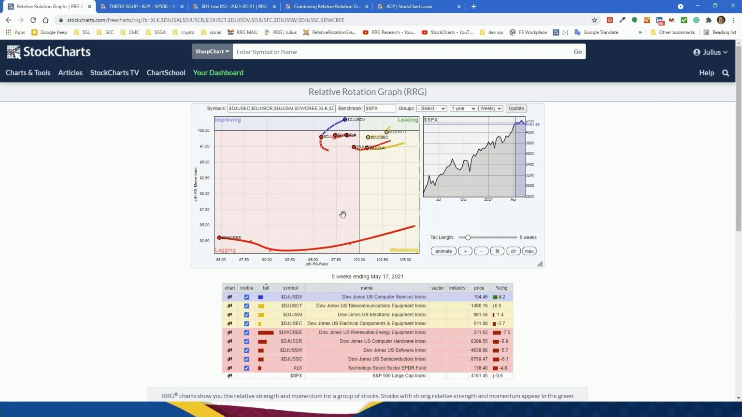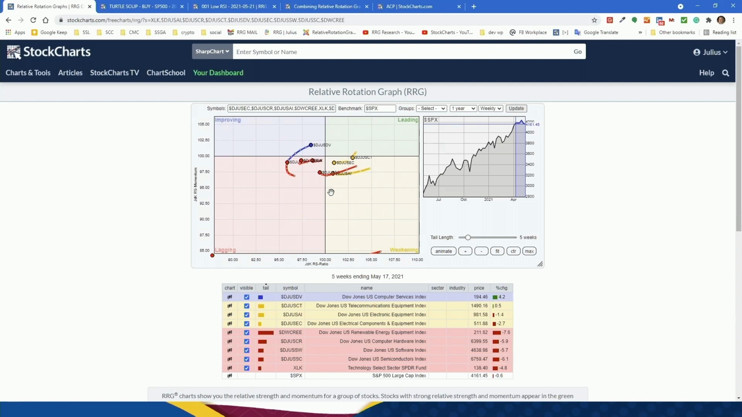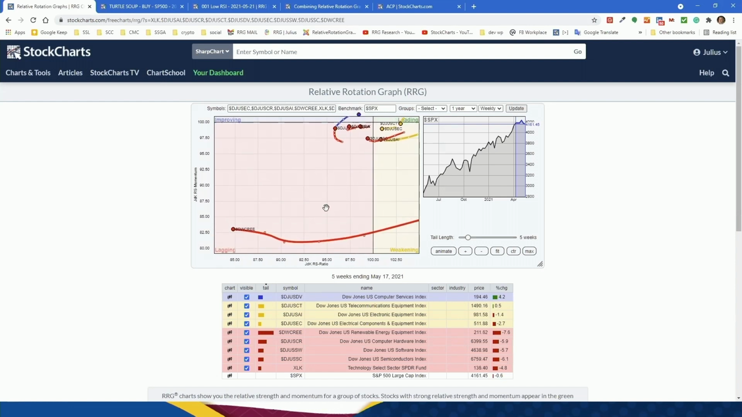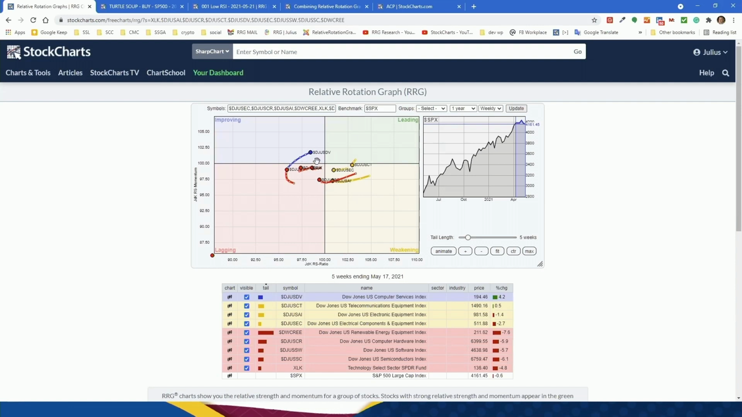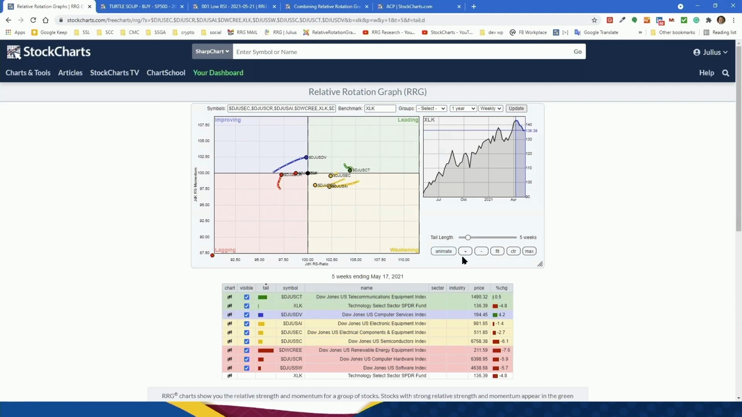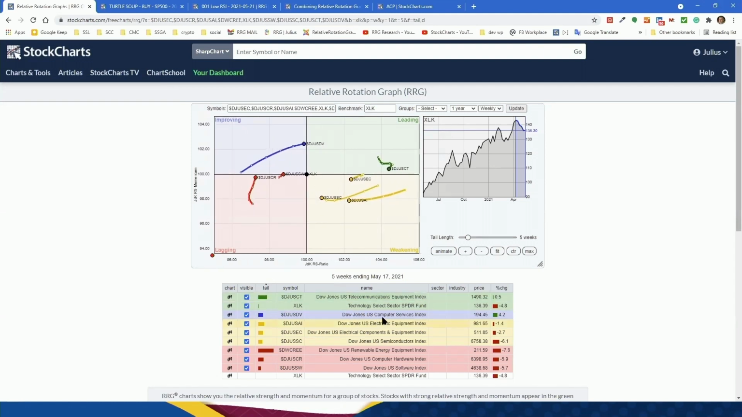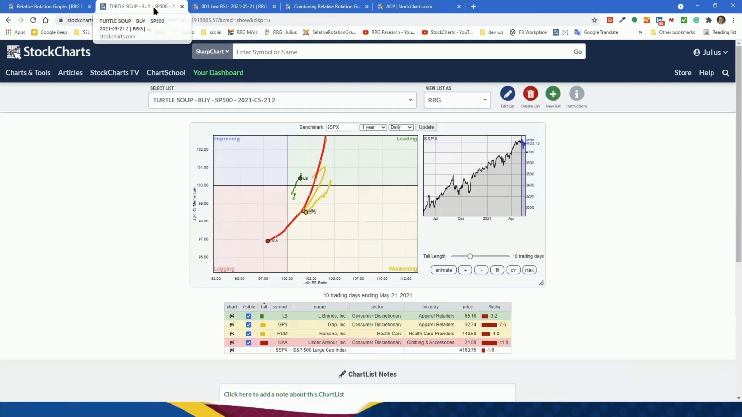And technology at the moment is not the strongest sector, and you can see a lot of it is moving to the bottom left. But against the S&P 500, this group, computer services, is actually doing pretty good. And we could actually change this to the technology sector, and you'll see a similar picture. So I'm now interested in the computer services index, and especially the members inside that computer services index. Now let's go to the scan engine.